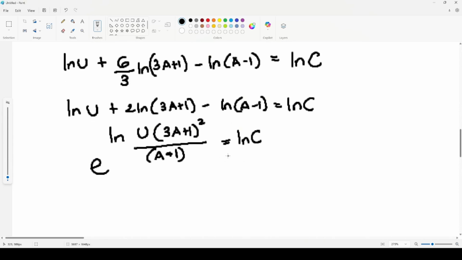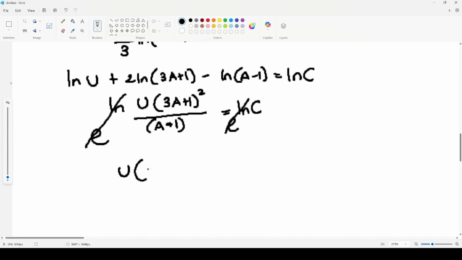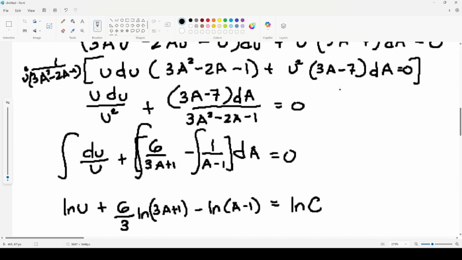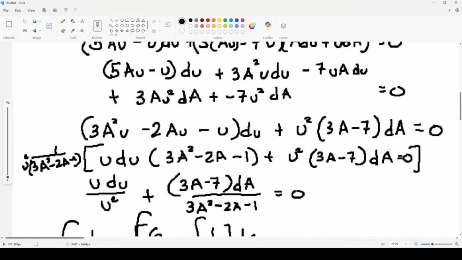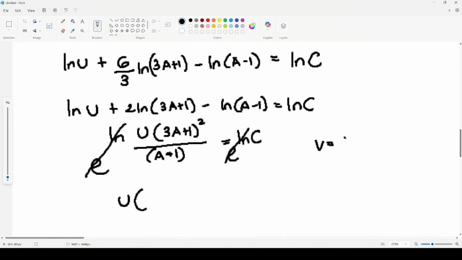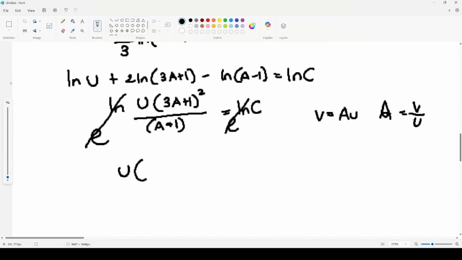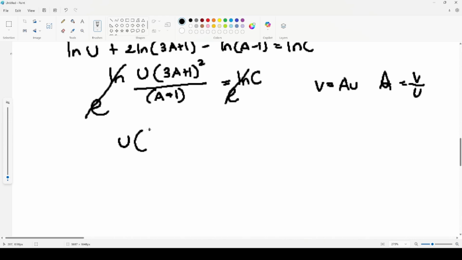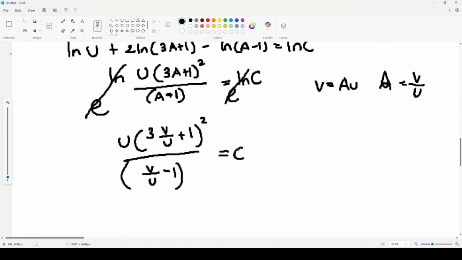Raise both sides to e, so we cancel out the natural logarithm. So we can turn back now the a. So remember, v is equal to au. A is equal to v over u. So u times (3v over u plus 1) squared over (v over u minus 1) is equal to c. Multiply both sides or simplify further.